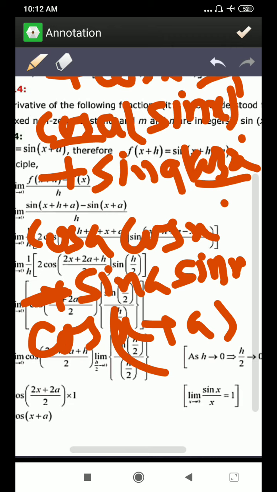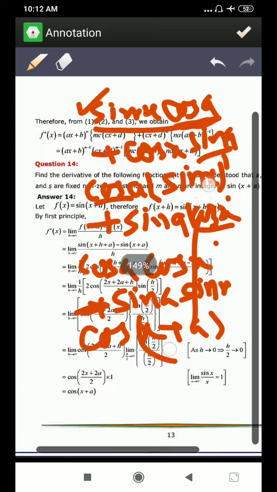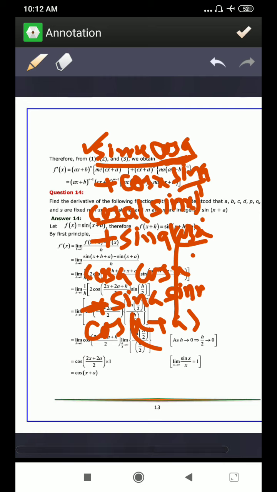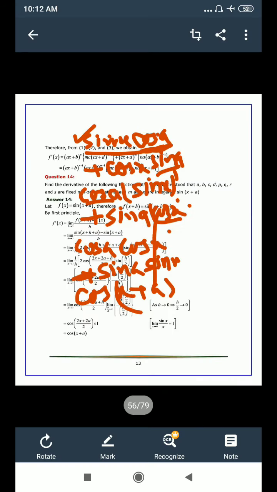Similarly, we can differentiate sin of (x plus a), which is sin x cos a plus cos x sin a. In that, cos a we take as a constant and differentiate sin x, plus in the second term sin a is a constant and we differentiate cos x. So in this way we can do this question.